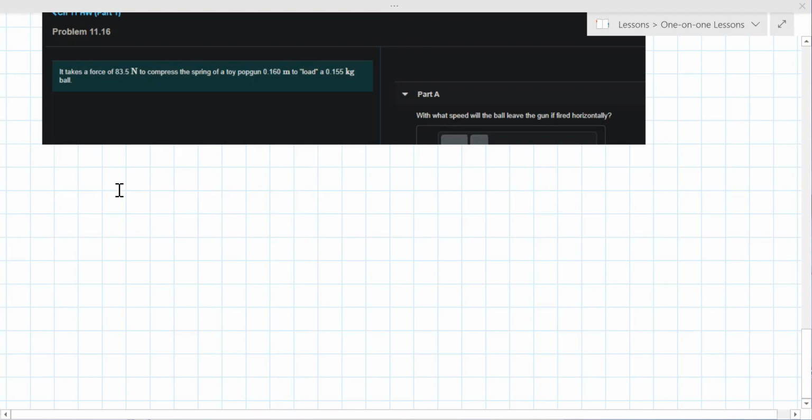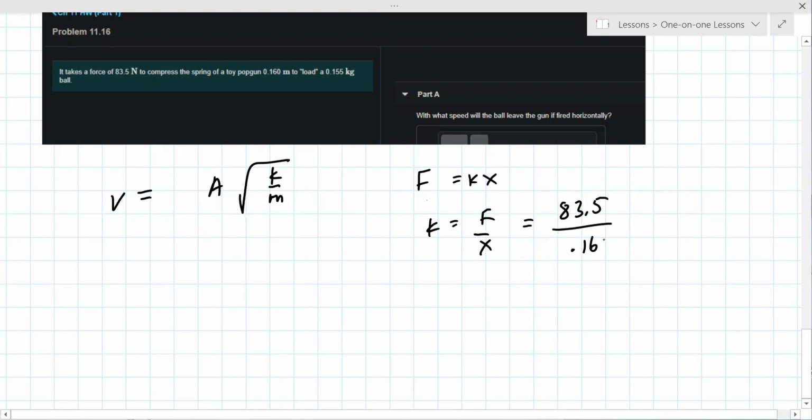Okay, so they actually give you a formula. They say V max, or V, is the amplitude times the square root of K over M. But you don't have some of these values. I mean, you have the mass. You have A, that's 0.16. You can find K. F equals Kx is the relationship between force and the spring constant. So in this case, K is equal to F over X. The force is 83.5 newtons and x is 0.160 meters.